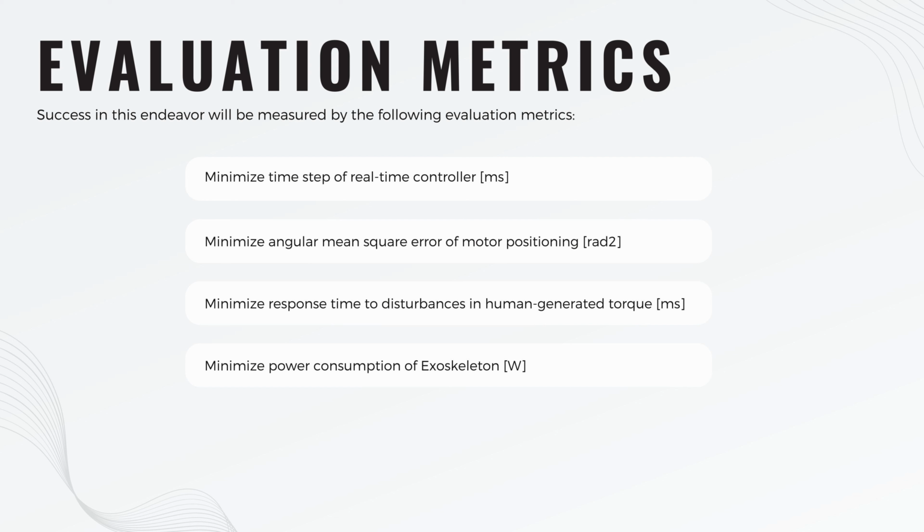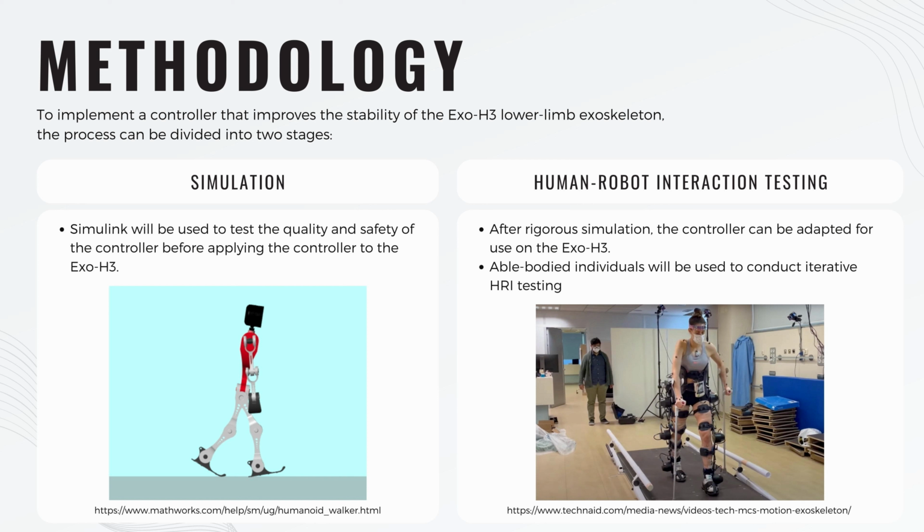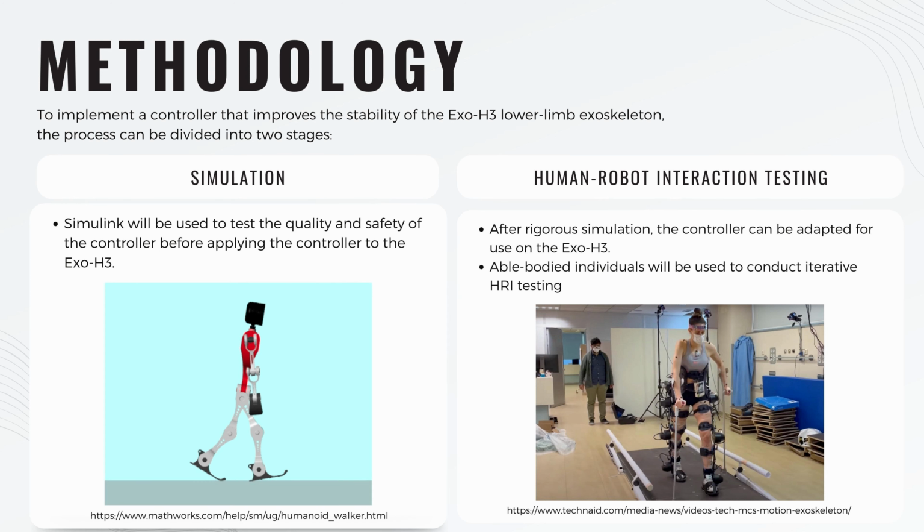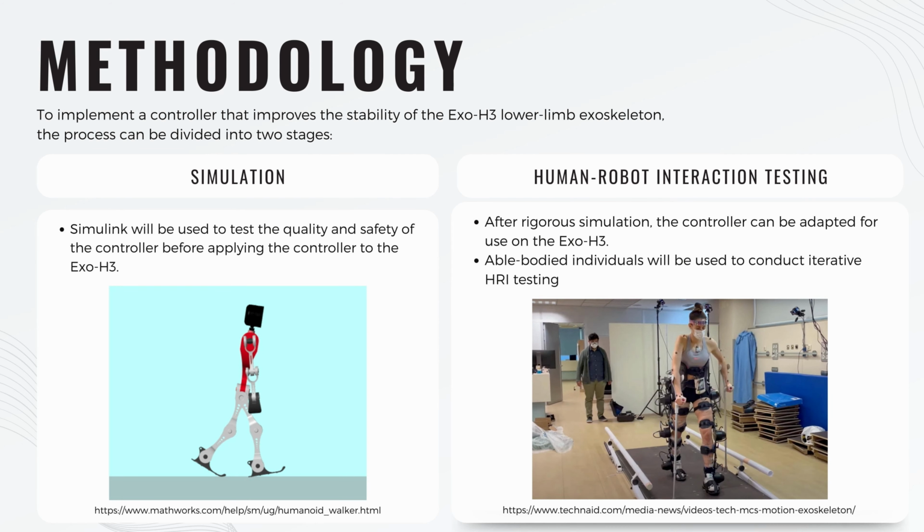Evaluation metrics used to evaluate the success in this endeavor will be minimizing step time of real-time controller, minimizing the angular mean square error of motor positioning, minimizing the response time to disturbances in human-generated torque, and minimizing the power consumption of the exoskeleton. There will be 2 phases of this endeavor: simulation and human-robot interaction. Simulation will be used to test the quality and safety of the controller before applying the controller to the EXO-H3. Human-robot interaction will be used once the controller designed in the simulation is safe enough to be used on humans. Able-bodied individuals will be used to conduct iterative human-robot interaction testing.